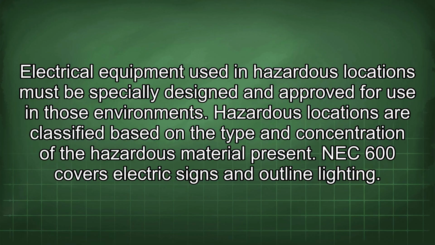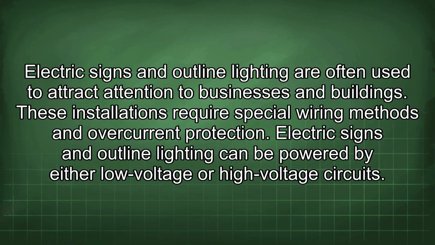NEC 600 covers electric signs and outline lighting. Electric signs and outline lighting are often used to attract attention to businesses and buildings. These installations require special wiring methods and overcurrent protection. Electric signs and outline lighting can be powered by either low voltage or high voltage circuits.